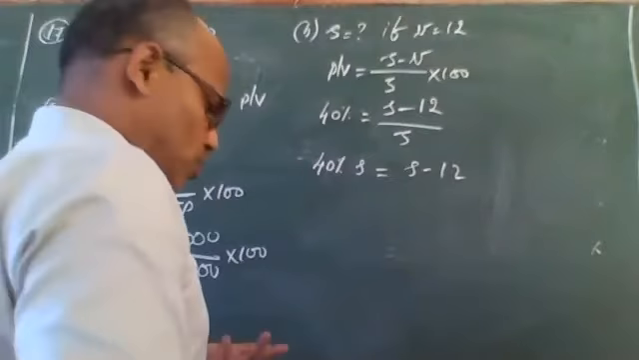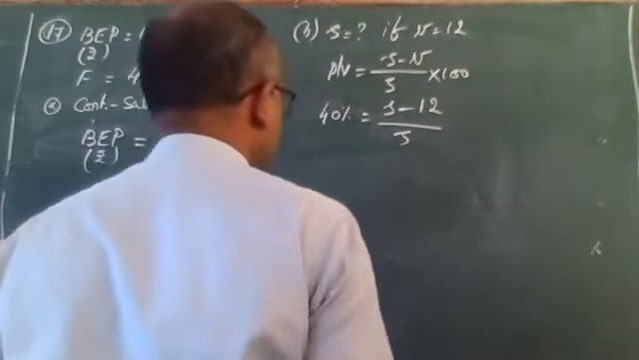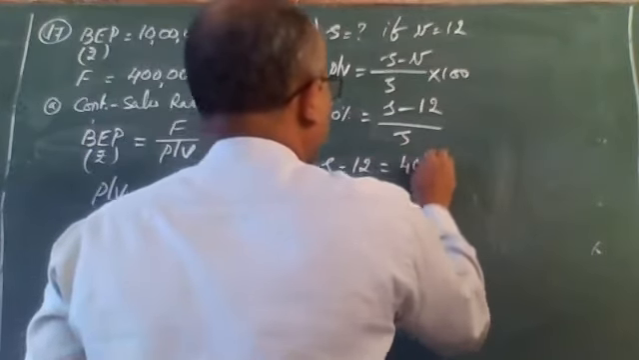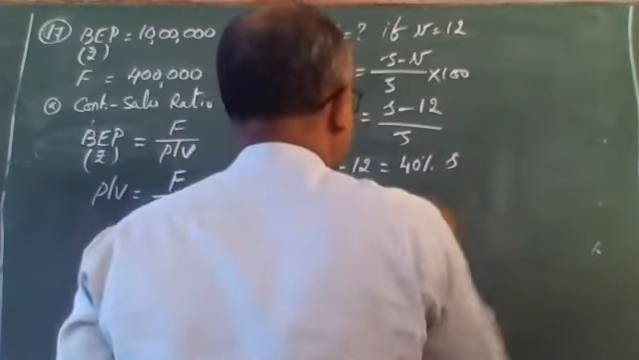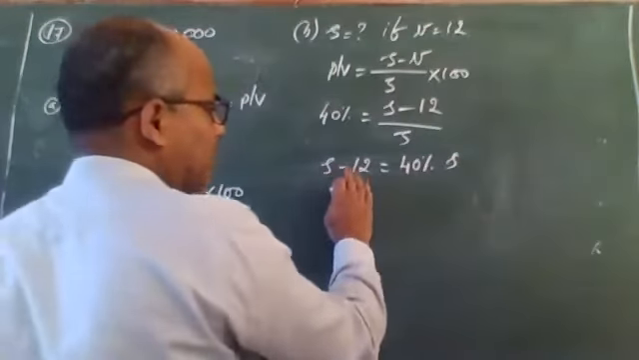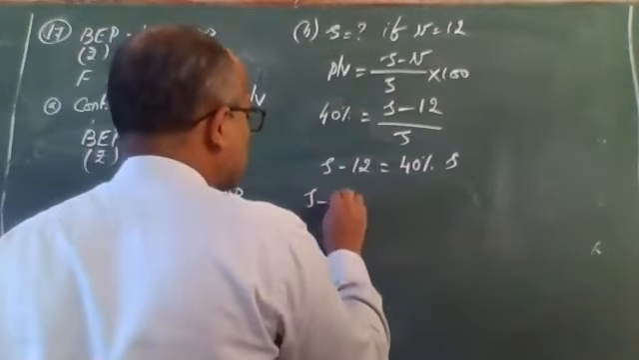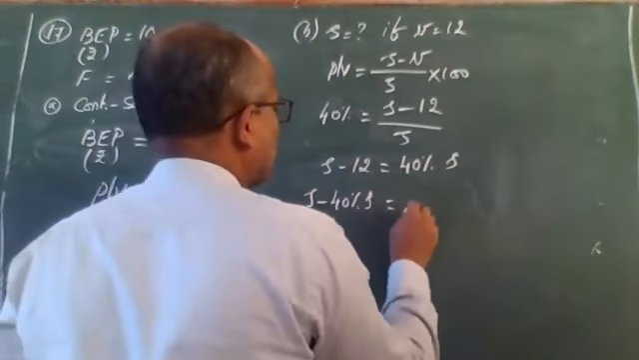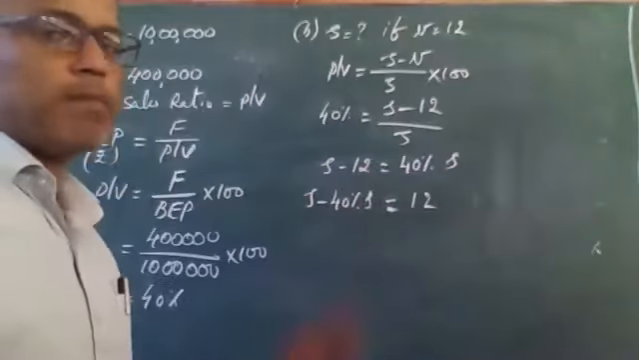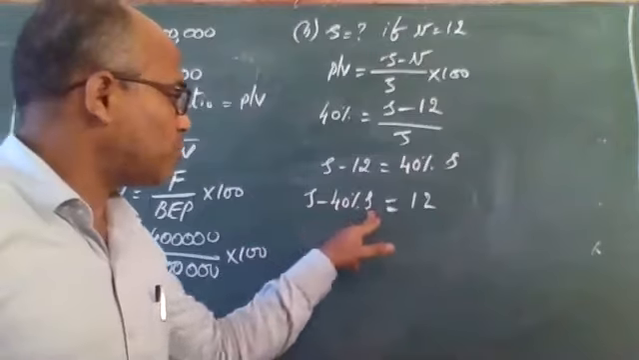Alright. Otherwise, S minus 12 is equal to 40% of S. So this 40% you bring to this side, it will become minus. This minus 12 you take to that side, it becomes plus. So I can say S minus 40% S is equal to 12, because minus 12 will become plus 12 and plus 40% will become minus 40%.